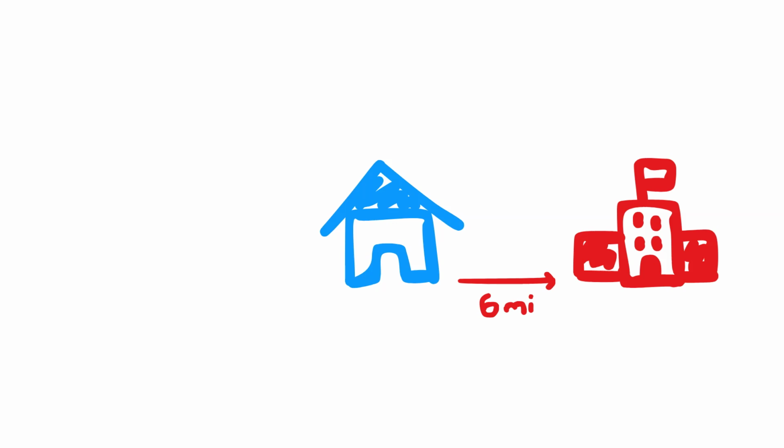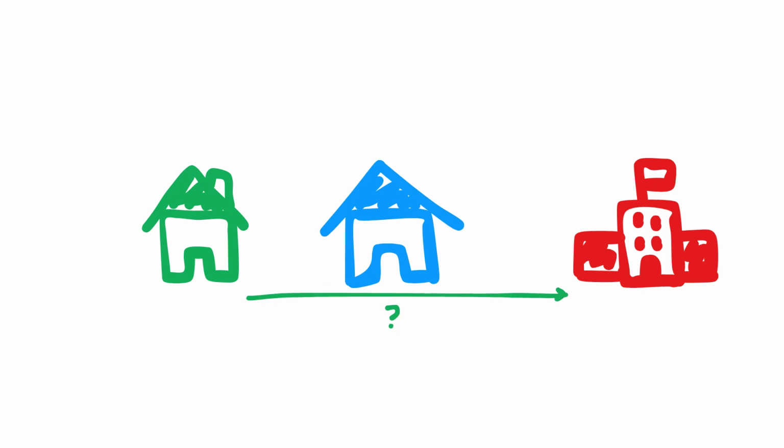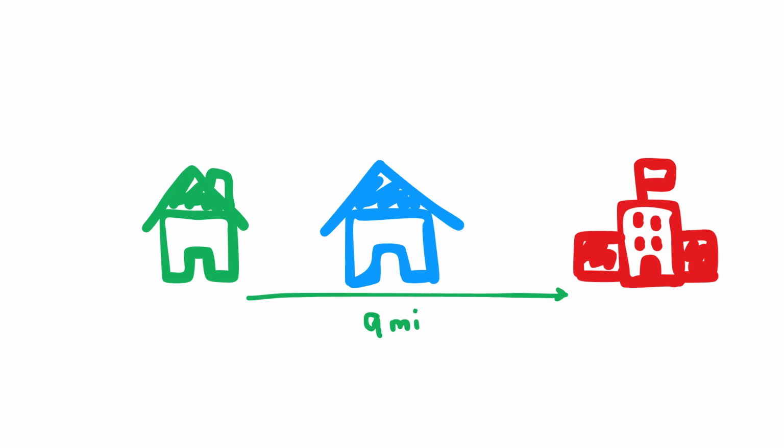Let's pretend this is your house. 6 miles to one side of your house is the library. On the other side of your house is your friend's house, which is 3 miles away from yours. In this illustration, how far is your friend's house from the library? Well, since his house is 3 miles from your house, and then your house is 6 miles from the library, that would be 9 miles.